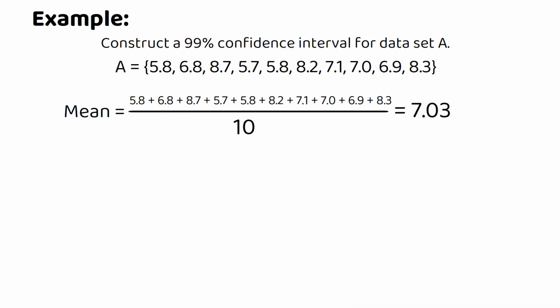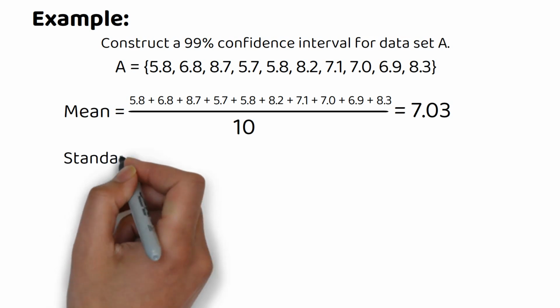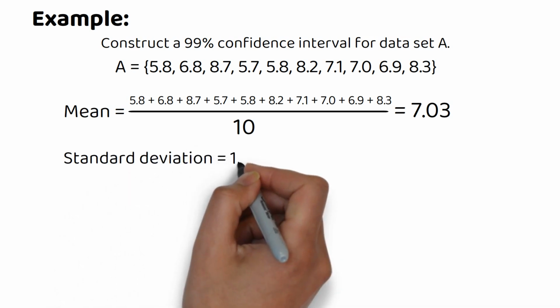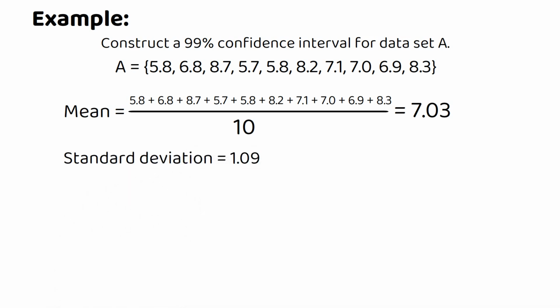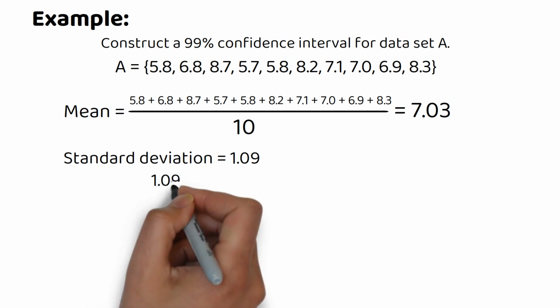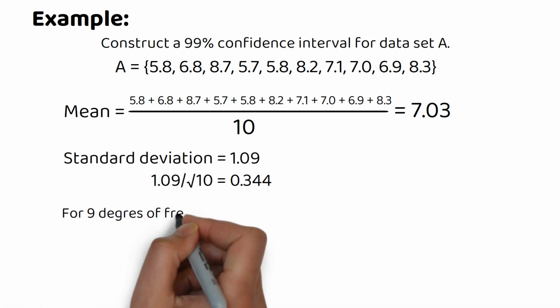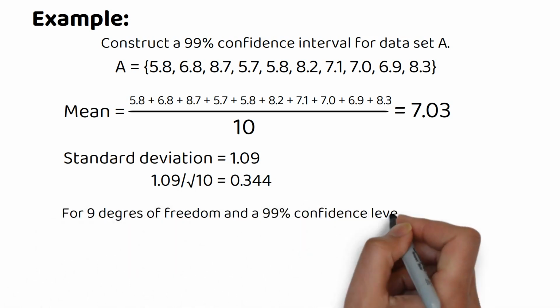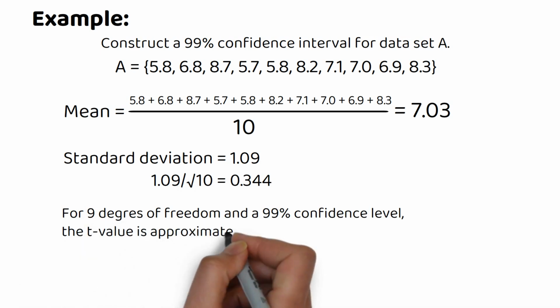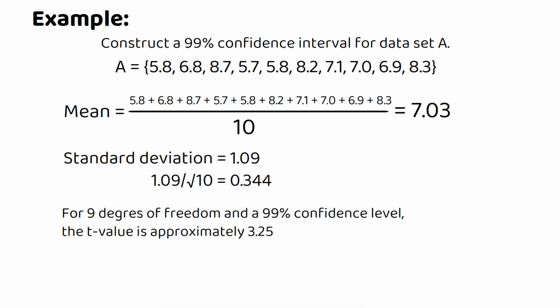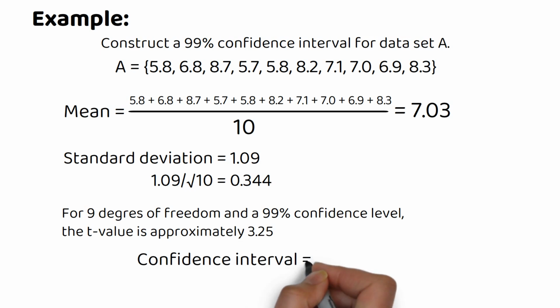Next, get the standard deviation using Excel or the formula. This gets you about 1.09. Then we can divide by the square root of 10, giving us 0.344. For 9 degrees of freedom and a 99% confidence level, the t-value is approximately 3.25. Multiplied by 0.344, that gets you about 1.12. So, the confidence interval is 7.03, plus or minus 1.12.